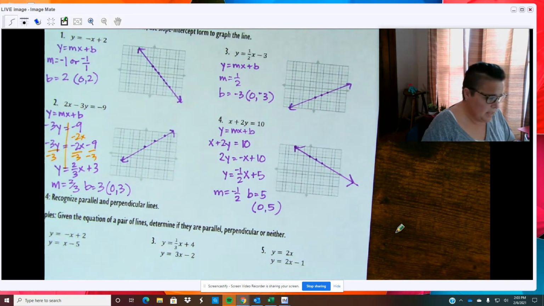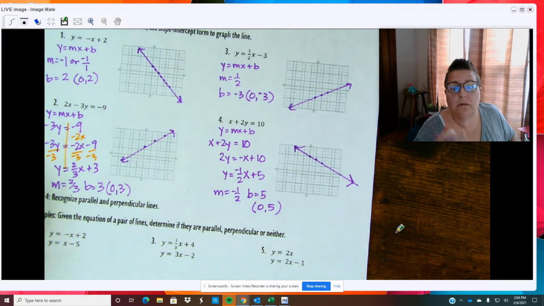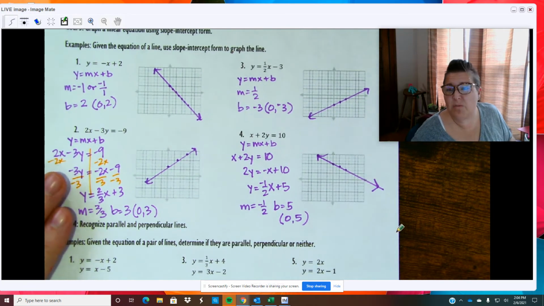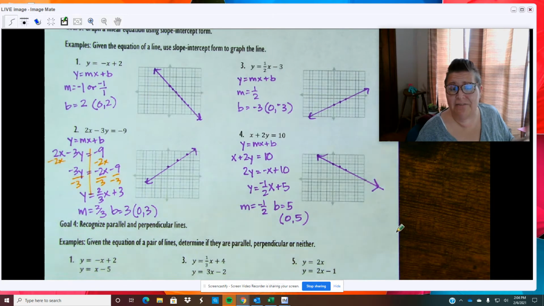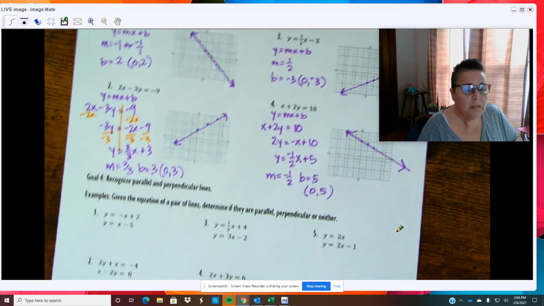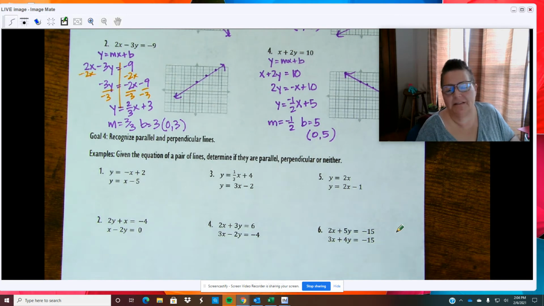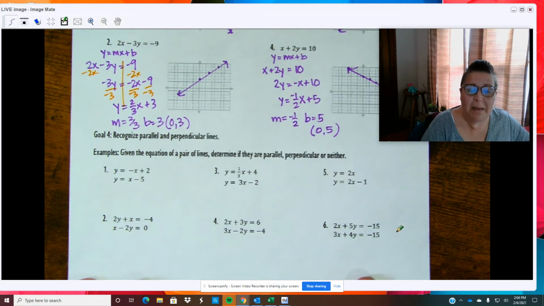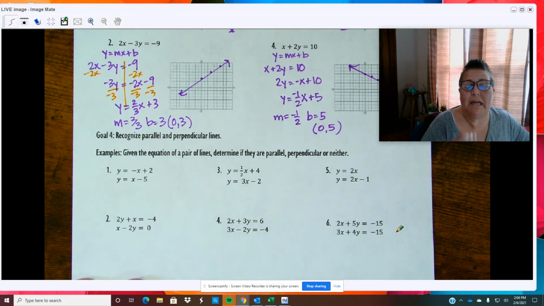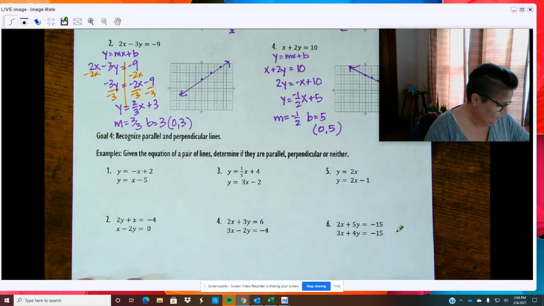Great. Okay. So using the slope-intercept form, you can see how much faster it is to identify the main characteristics of the line, the slope and the intercept. Using that efficiency, let's look at parallel and perpendicular. So now, given pairs of lines, I don't know if they're parallel or not, but we can quickly identify the slopes.